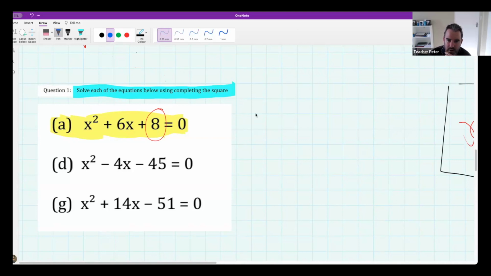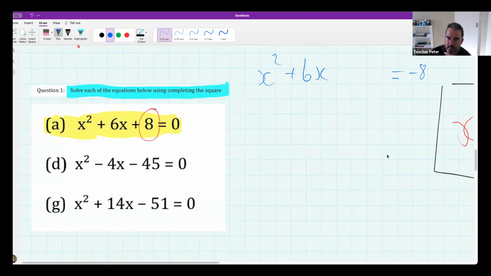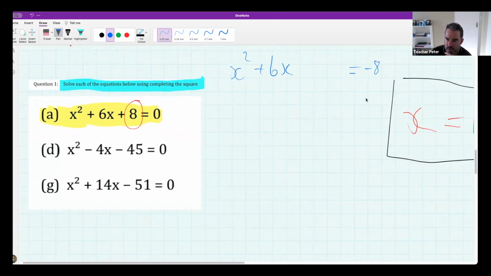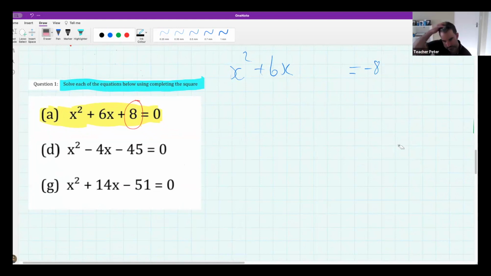So step one is definitely to move the 8 to the other side, and it becomes -8. So now the question is, what do we need to add to both sides to complete the square? And if you're feeling generous, pop what you think the number we need to add to both sides is in the chat.